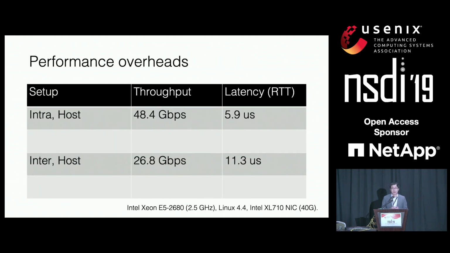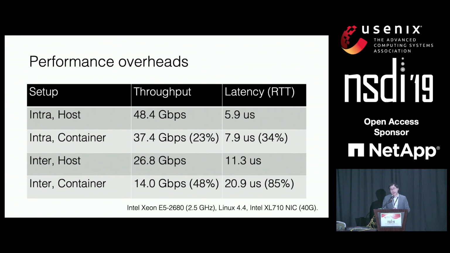So let me show you a simple micro benchmark. Intra here means the two processes are running on the same server hardware, and inter means they're on two different servers connected by a 40G link. The numbers here are the throughput and the latency. If you use today's packet-based network virtualization, you will see a slowdown in the throughput and an increase in the latency. The numbers in the parentheses mean the relative slowdown.